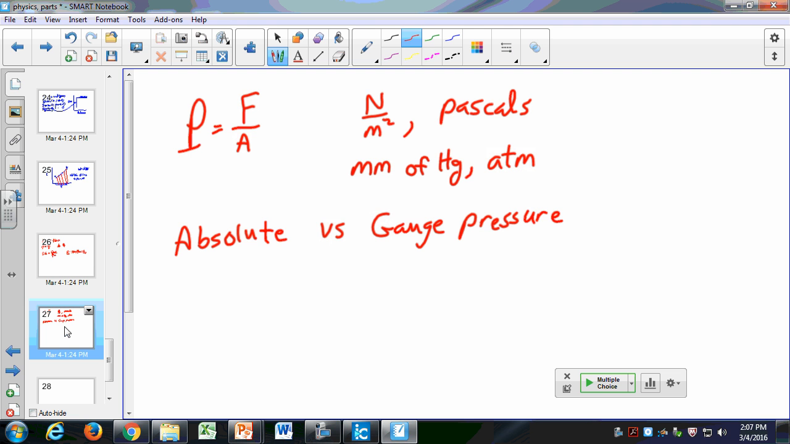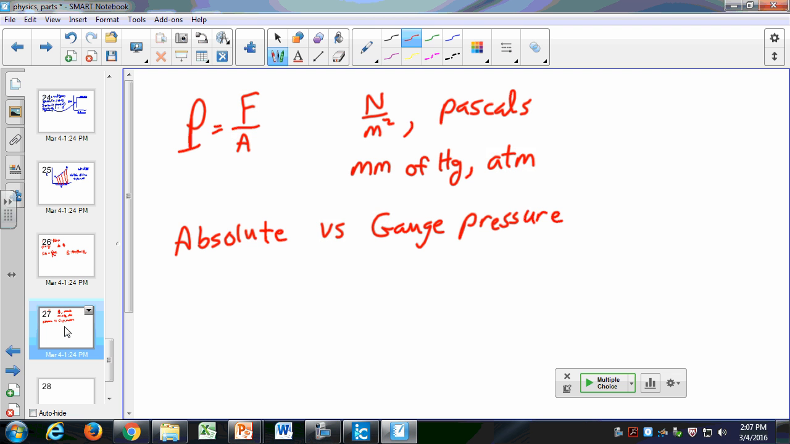So if you're looking at the absolute pressure of your flat tire, that would be atmospheric pressure, 1 times 10 to the 5th or whatever it is. If you're looking at the gauge pressure of your tire, that would be 0. All right, so absolute pressure is like the actual pressure. Gauge pressure is just what we measure it to be.